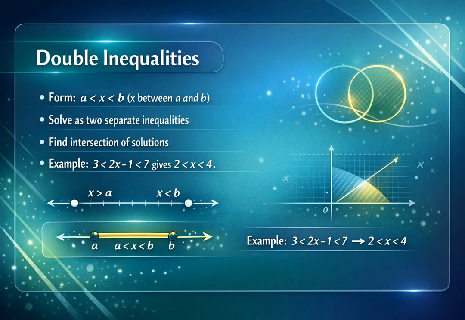Double inequalities have the form a < x < b, meaning x lies between a and b. Solve them as two separate inequalities and find the intersection. For example, 3 < 2x - 1 < 7. First, 3 < 2x - 1 gives x > 2. Second, 2x - 1 < 7 gives x < 4. Combined, 2 < x < 4.